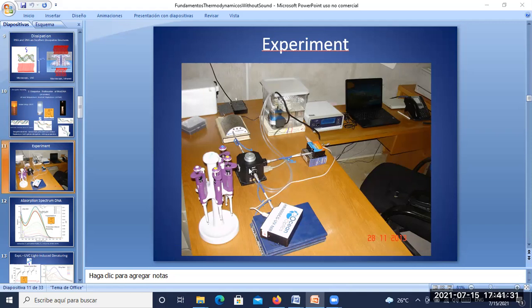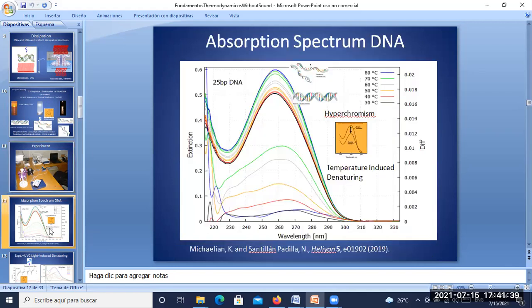So we had actually 25 base pair DNA. I'll show you that in this slide. This is for 25 base pair DNA, synthetic DNA. And that corresponds more or less to about this size. I think this is about 25 pairs of DNA here in this strand.